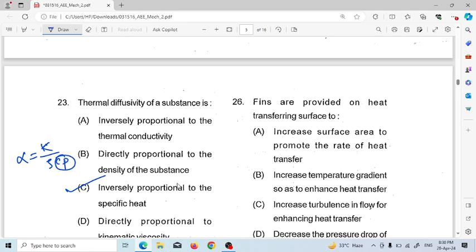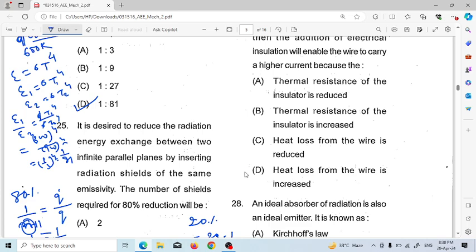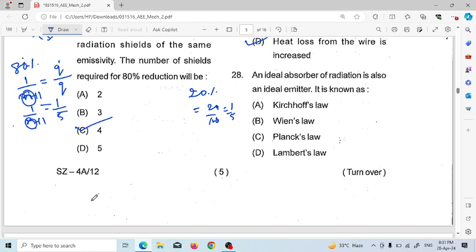Next question number 26. Fins are provided on heat transferring surface to increase surface area to promote rate of heat transfer. So option A is the correct answer. Next question number 27. If the radius of any current carrying wire is less than the critical radius, then the addition of electrical insulation will enable the wire to carry a higher current because heat loss from the wire is increased. Next question number 28. An ideal absorber of radiation is also an ideal emitter. This is known as Kirchhoff's law.